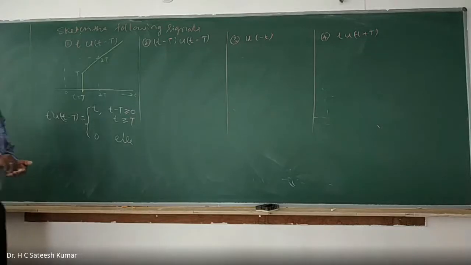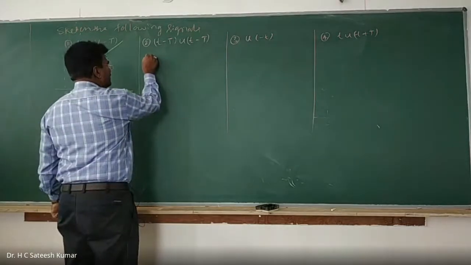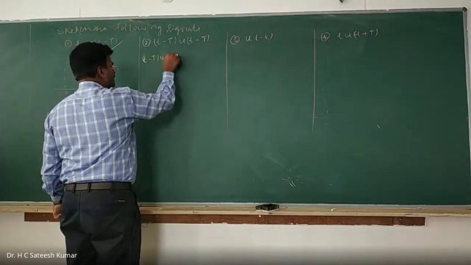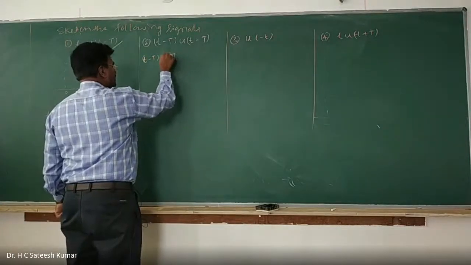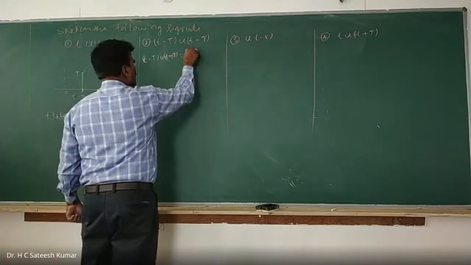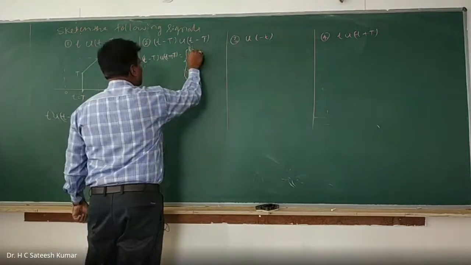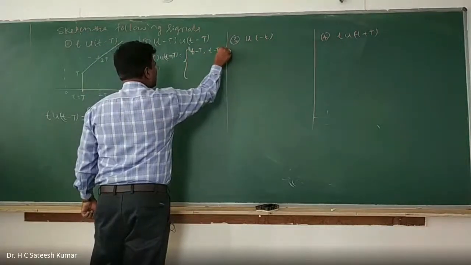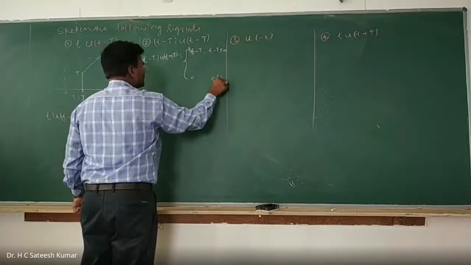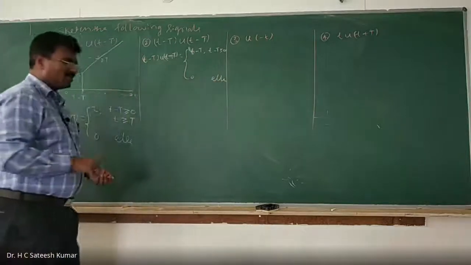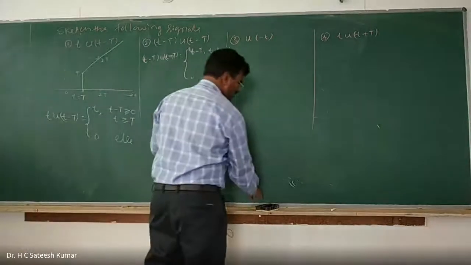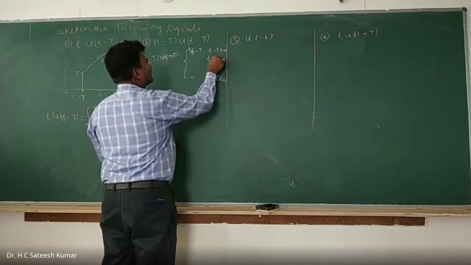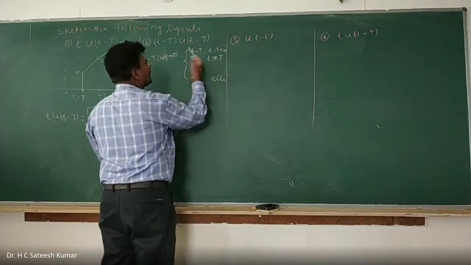Now you see this one. What is this one? t minus T into u of t minus T is equal to t minus T for t minus T greater than or equal to 0, and is equal to 0 elsewhere. Yes, all these things I am writing based on the basic definition of the step function. Now what can you write? t minus T for t greater than or equal to T. It is equal to 0 elsewhere.